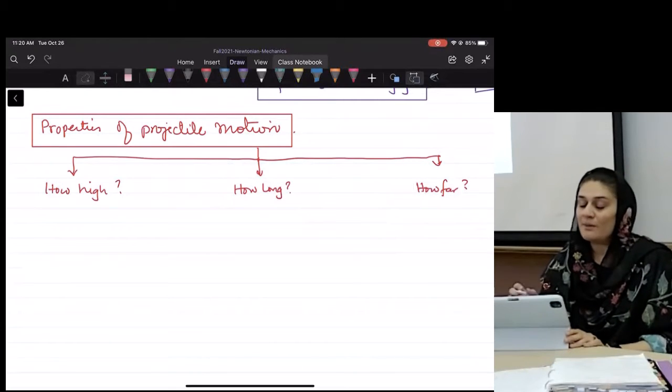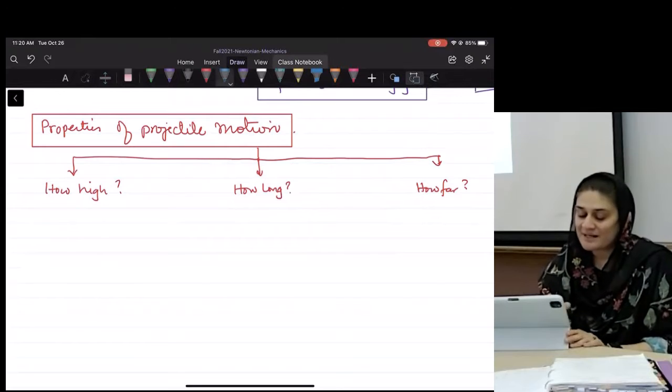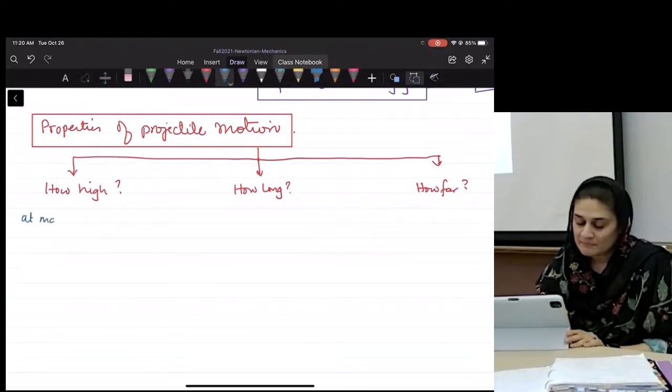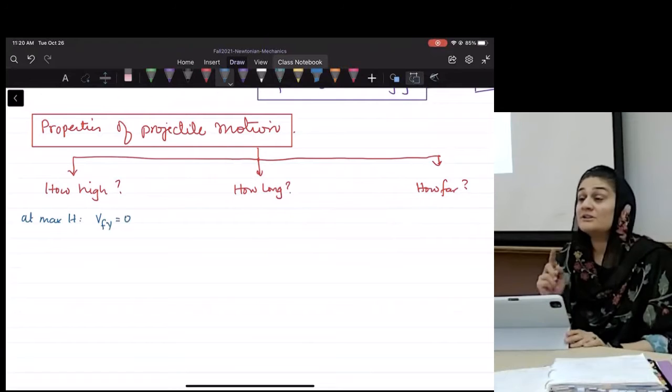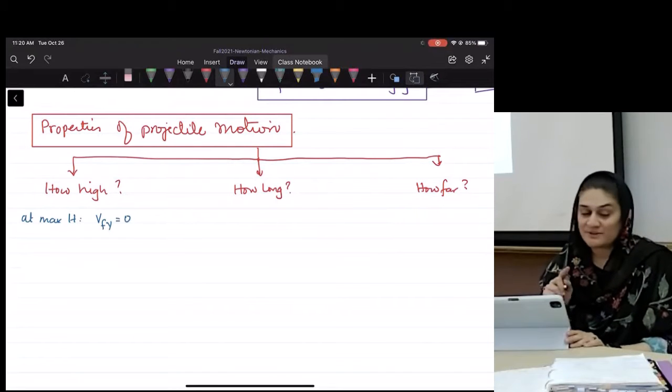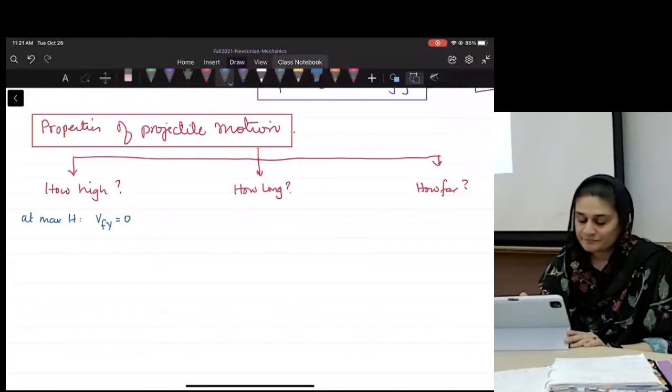Okay, so how high will it go? What do I know about a projectile at max height? Velocity equals 0. Very good. Which one? Velocity final. Of what one? Y. Be very careful. So velocity in the y direction will be 0. Good. So can I use an equation of motion? Yes. Okay, so let's use the third one.